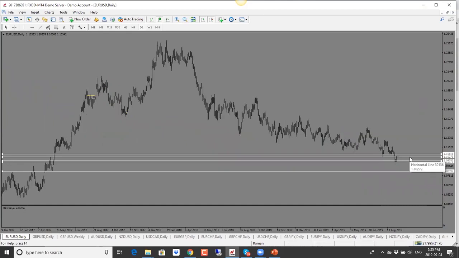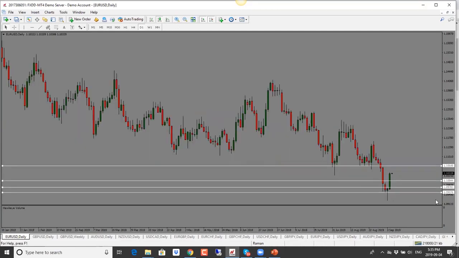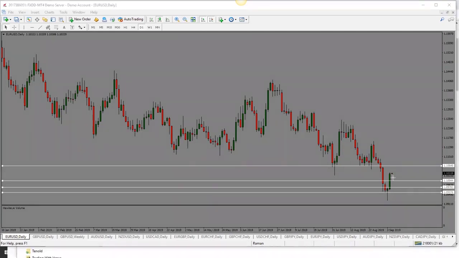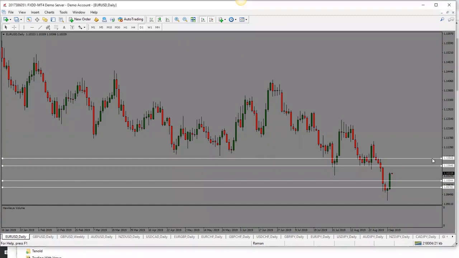And in terms of our pullback, we could get a pullback into 1.1000. So bias is bullish. I will look for a bit of a pullback like that, and then potentially a further move to the upside. So bullish bias here for euro dollar. First target is 1.1065, back into the support resistance level. Second is 1.1100. So bullish bias for euro dollar.